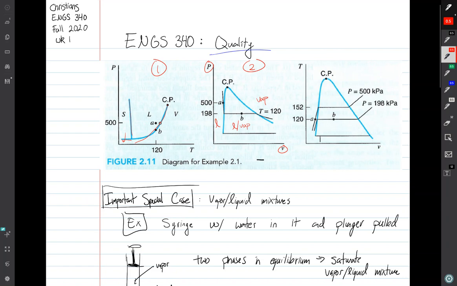It's like partly boiled. So we're going to introduce the term quality to help us describe this phase where we have the phase change actually happening. We're going from something over here on this line, which is entirely a liquid, to something over here on this other line, which is entirely a vapor. And we want to be able to describe all of these points in between. How much vapor do we have? How much liquid do we have?